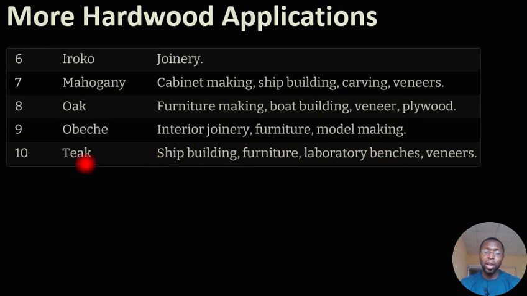And the last but not the least is the thick hardwood. So the thick hardwood is used for building shapes, used for making furniture. We also use it for laboratory benches as well as veneers. So these are the various areas of application of hardwood as well as softwood.